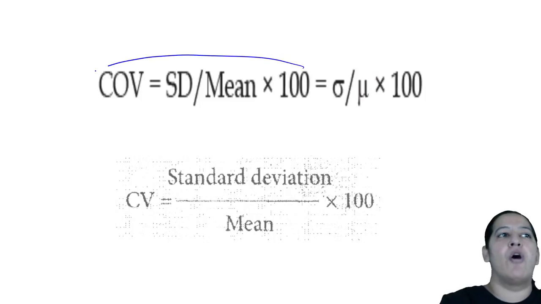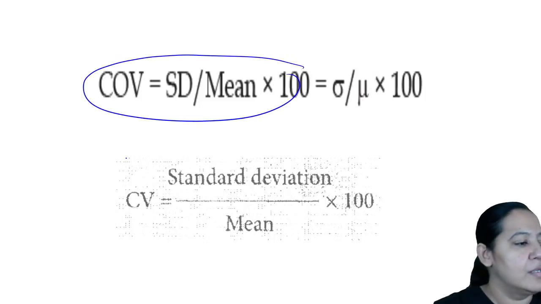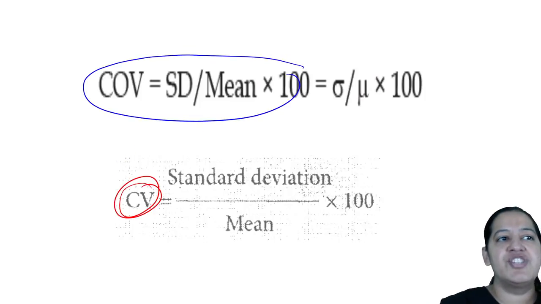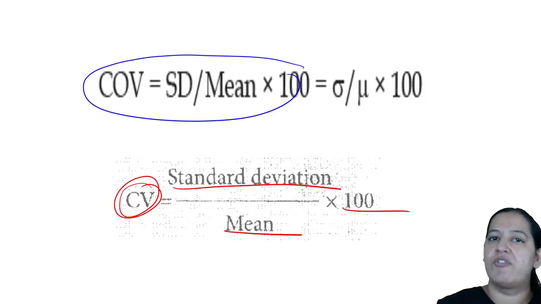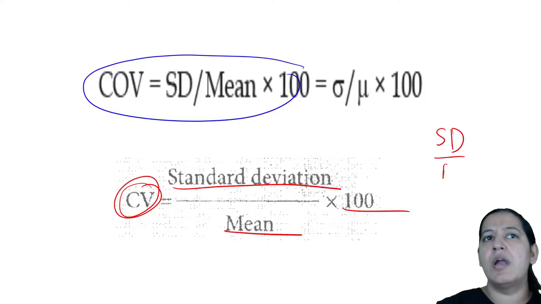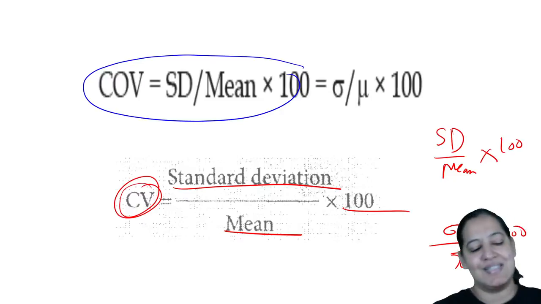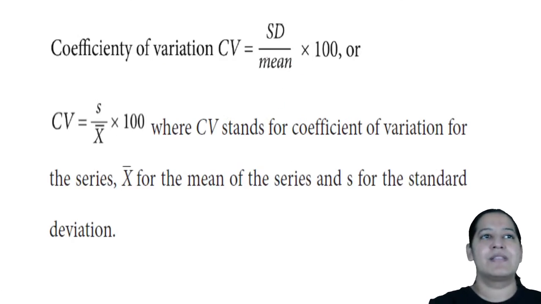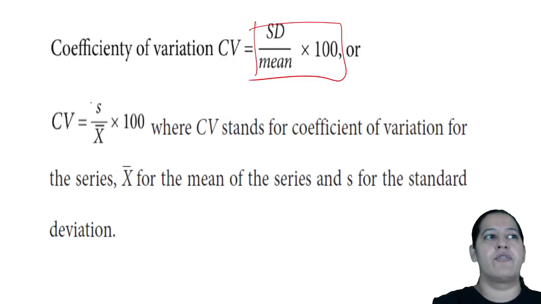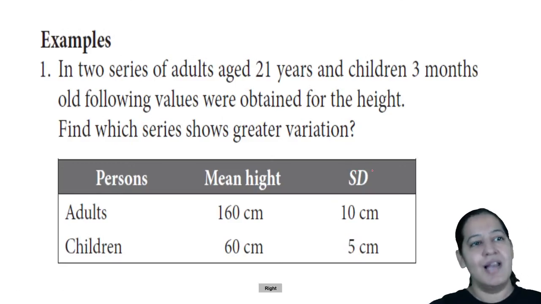So this is the formula of COV. You can see this is the formula. See below. COV, coefficient of variation, is standard deviation upon mean into 100. Very simple. Standard deviation upon mean into 100. So it is sigma upon x bar into 100. You can say like this. So this is the formula. Whatever you say, this is the formula. Let me take an example.